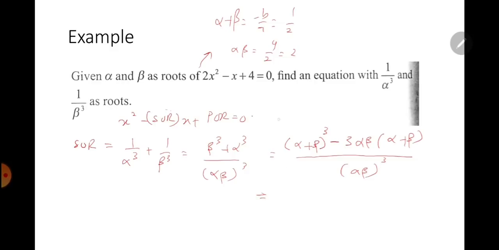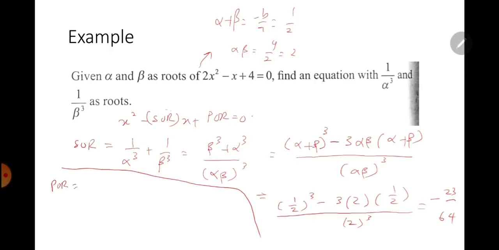So you plug in all your values using a half and 2. Alright, so you're going to get 1 over 2 power 3, minus 3 times alpha beta which is 2, times alpha plus beta which is half, over alpha beta which is 2. So you will get your answer, over 2 power 3, so your answer will be negative 23 over 64. Alright, now what about your product of roots?